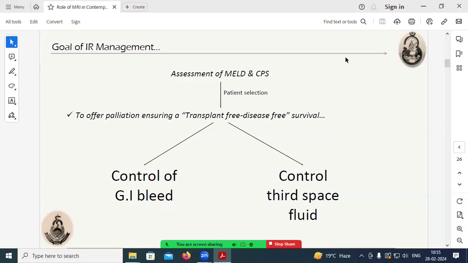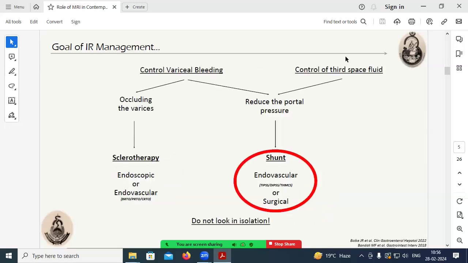The endpoint or the aim of treatment is obviously to offer the patient a transplant-free and disease-free survival. And that is done by controlling the third space fluid accumulation and the bleeding, which in turn can be done by endovenous route sclerotherapy or a shunt creation, that is the endovascular route, the interventional radiology procedures, or a surgical procedure, or an endoscopic procedure.